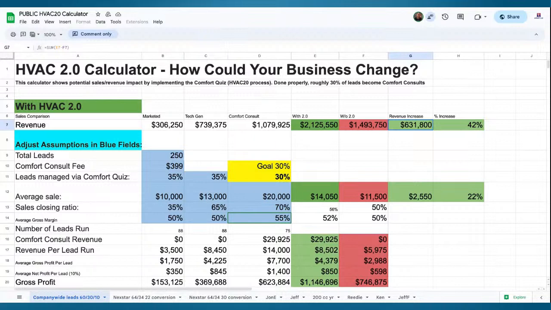So again, those two levers of ticket size, average sale, and then your closing ratio, those are the two levers to pull. Any which way you can get it done. Well, not any which way.